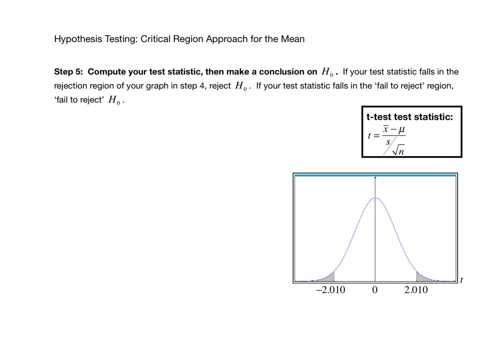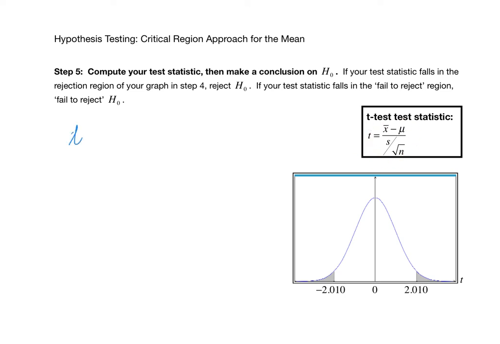Now that we've drawn and completely labeled our critical region graph, hence the reason this is called the critical region approach, we can now go to step 5, which is to compute our test statistic and then make a conclusion on the null hypothesis. Again, we're doing a t-test, so this is the test statistic. So let's plug in all of the information.